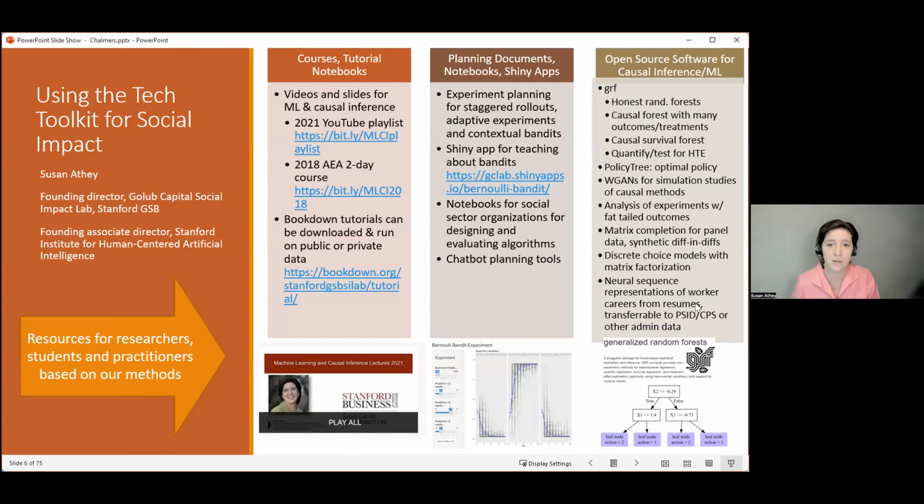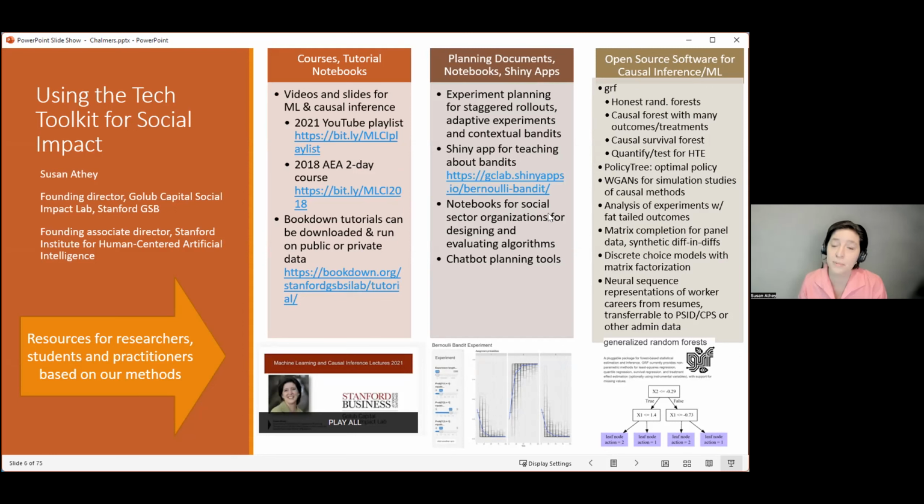Aimed more at the applied community, our lab has been starting to develop more and more tools, as well as training materials, which we share with our partners as well as academics. For example, my machine learning course with Stefan Wager is available as a YouTube playlist. We have an older course that is a little bit longer. We have tutorials in R that are in a bookdown format that you can download and run as well as read like a book.